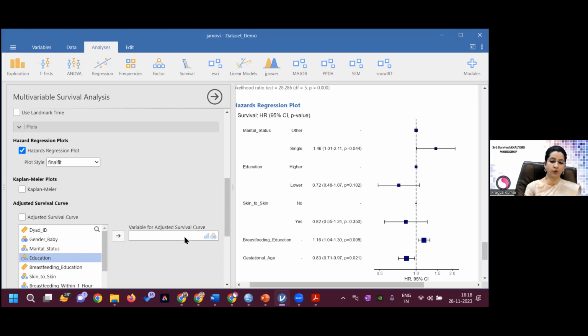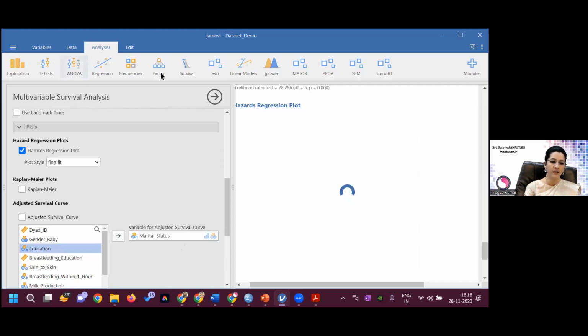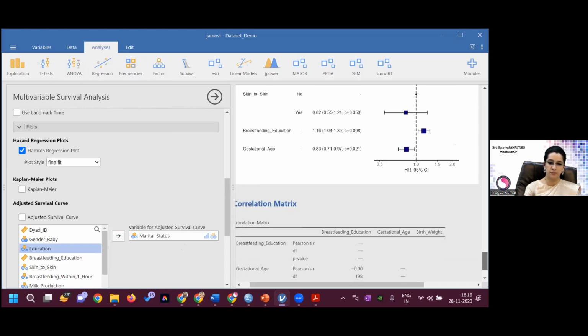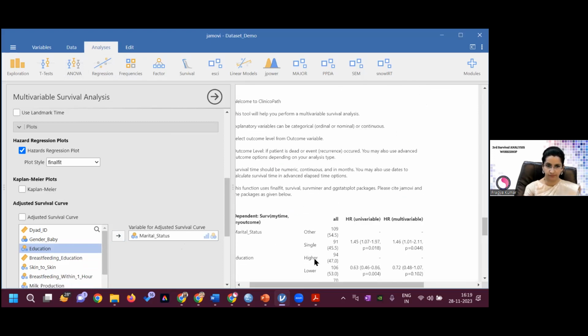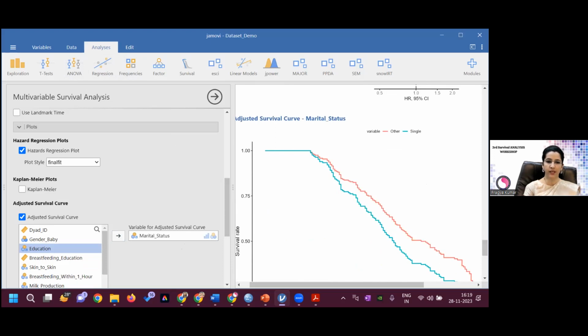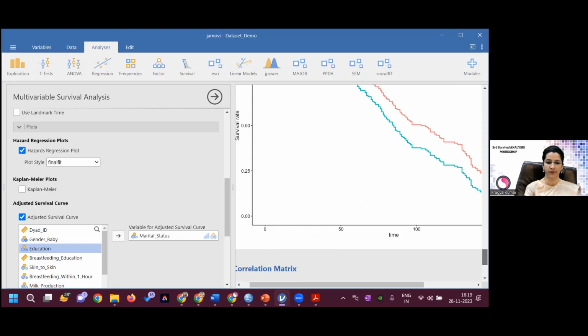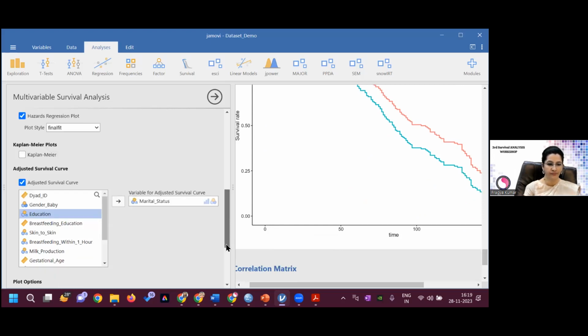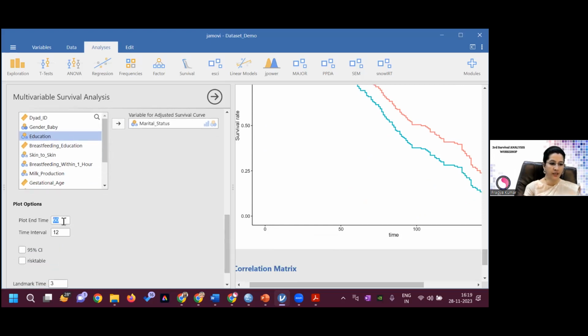Now there is the option of adjusted survival curve. If I want to show this against marital status, keeping all other variables adjusted, then this adjusted survival curve will appear. See, I did not click that, that's why it was not appearing. So you can see this is the adjusted survival curve for the marital status. And then here you should change the plot time.